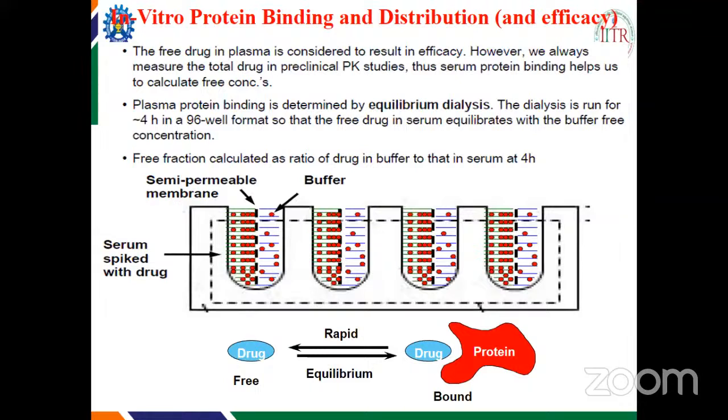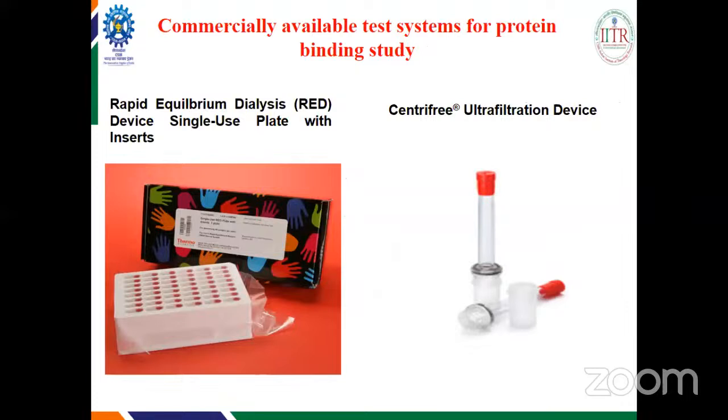One side you have the buffer which doesn't contain the drug, and on the other side you have, let's say, the plasma where you have spiked the drug. After a particular time, let's say 4 hours or 6 hours, you can measure the concentration on both sides and calculate the plasma protein binding. These are very simple devices which are available to purchase, the rapid equilibrium dialysis device. These are ready-made devices which already contain the membrane, and you can directly use the 96 well plate for your experiment.